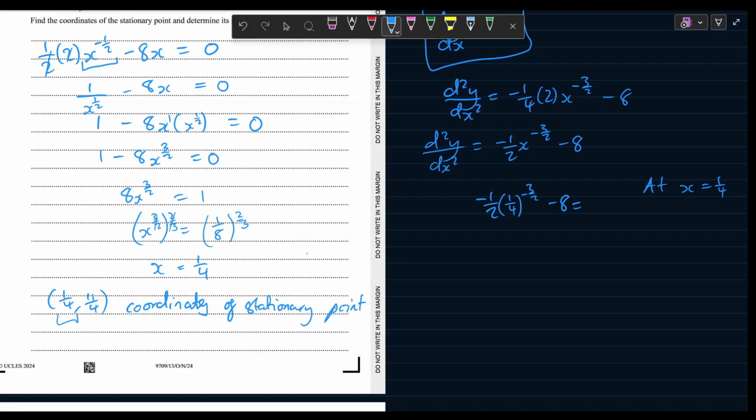Punch this into the calculator. Negative a half times a quarter to the power negative 3/2 minus 8. And this gives us negative 12. Okay, so we can conclude that therefore our second derivative is equal to negative 12, which is less than 0. Hence, our stationary point, a quarter, 11/4, is a maximum point. Okay, so if your second derivative is negative, you've got a maximum point. If it's positive, you've got a minimum point.